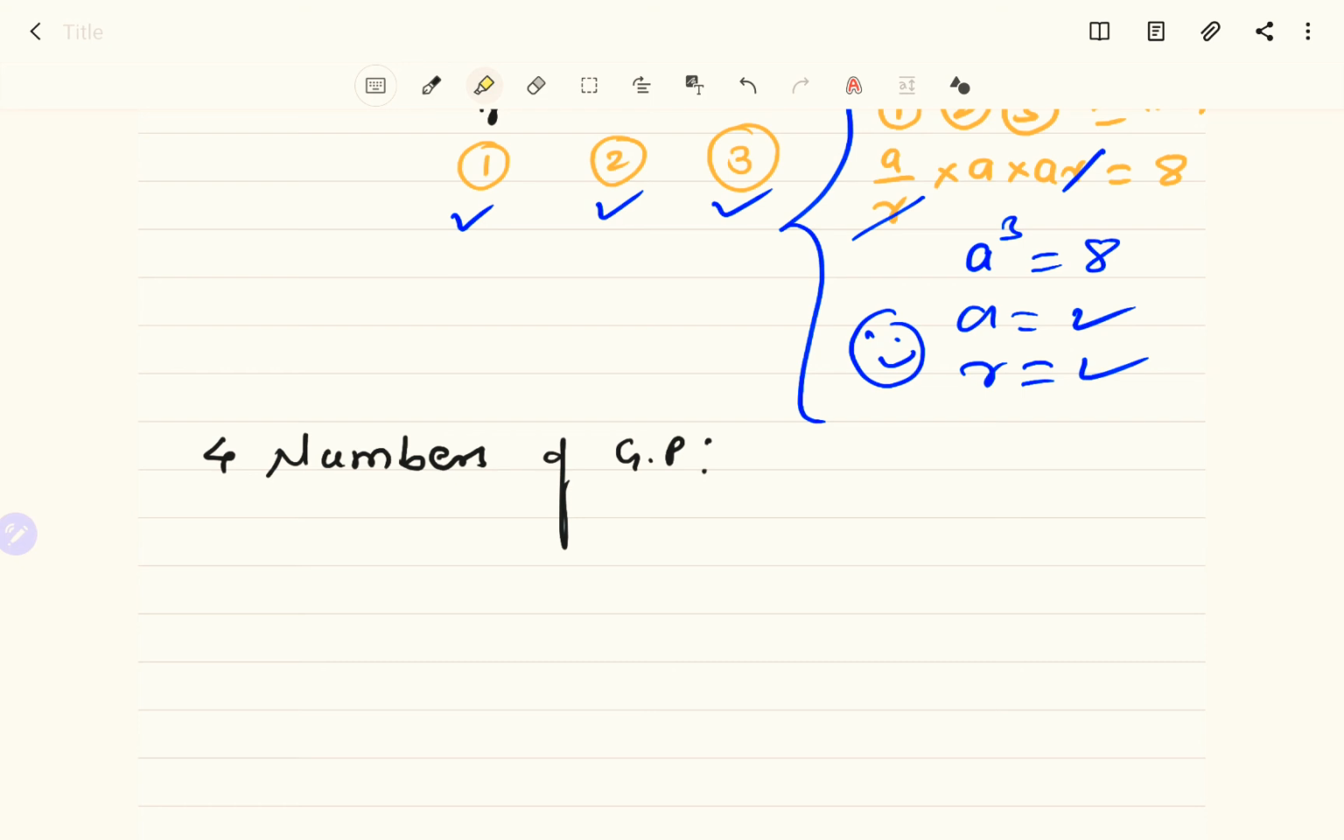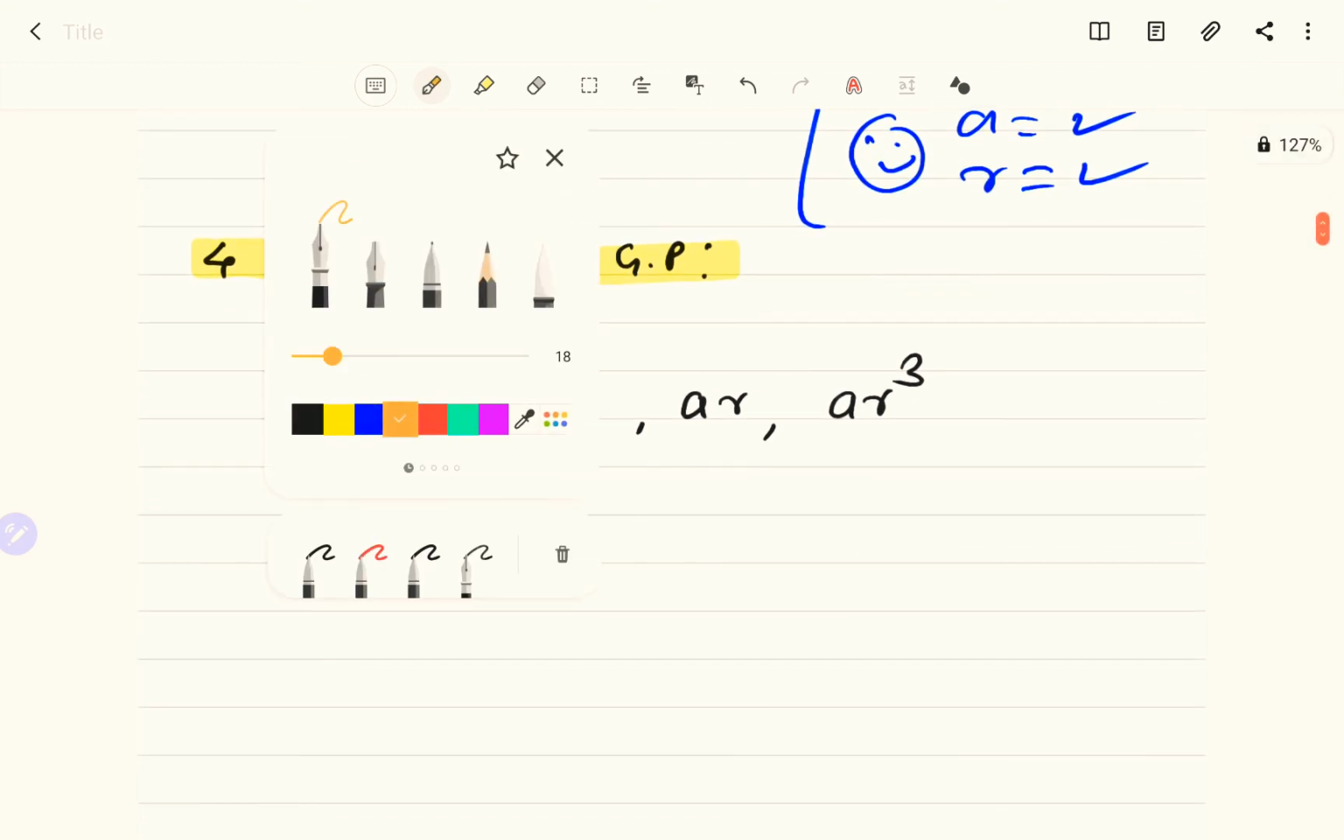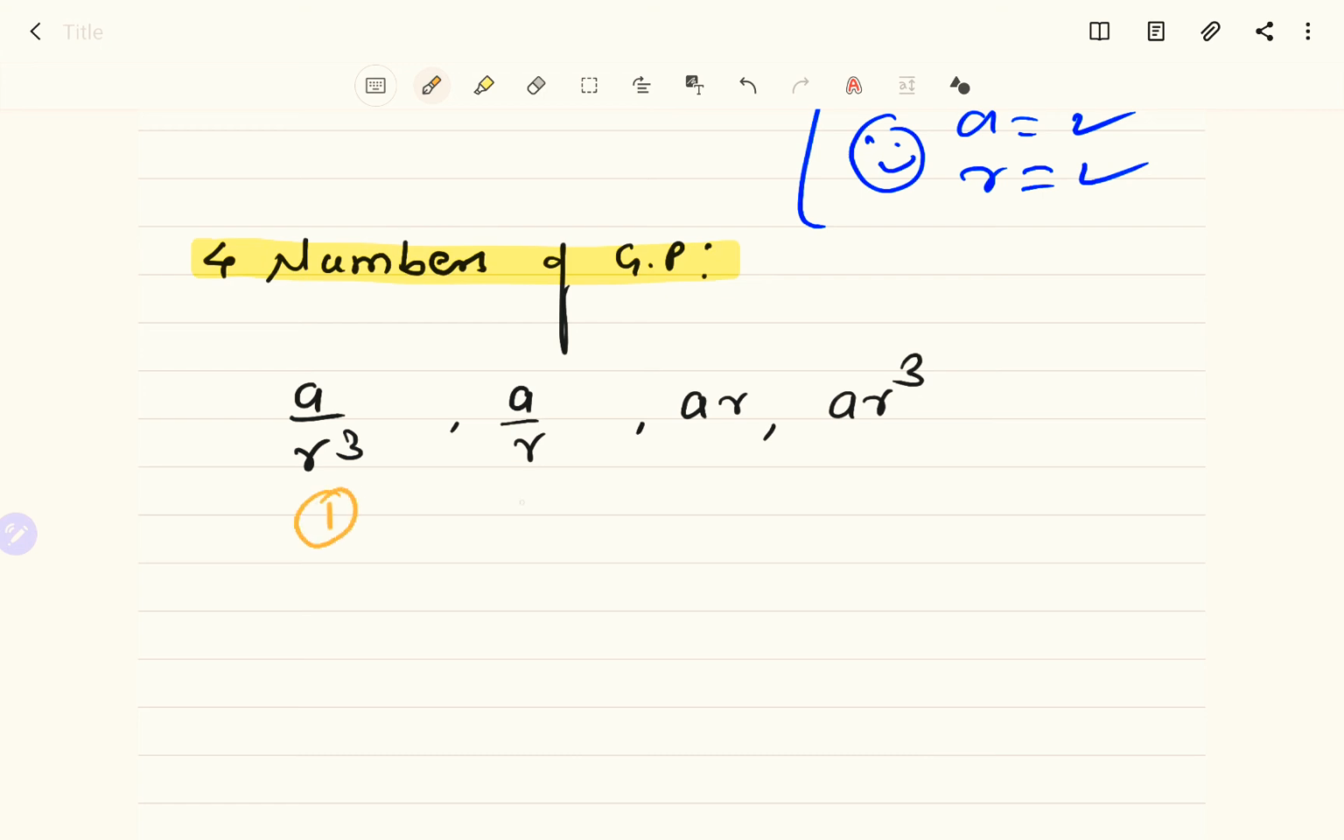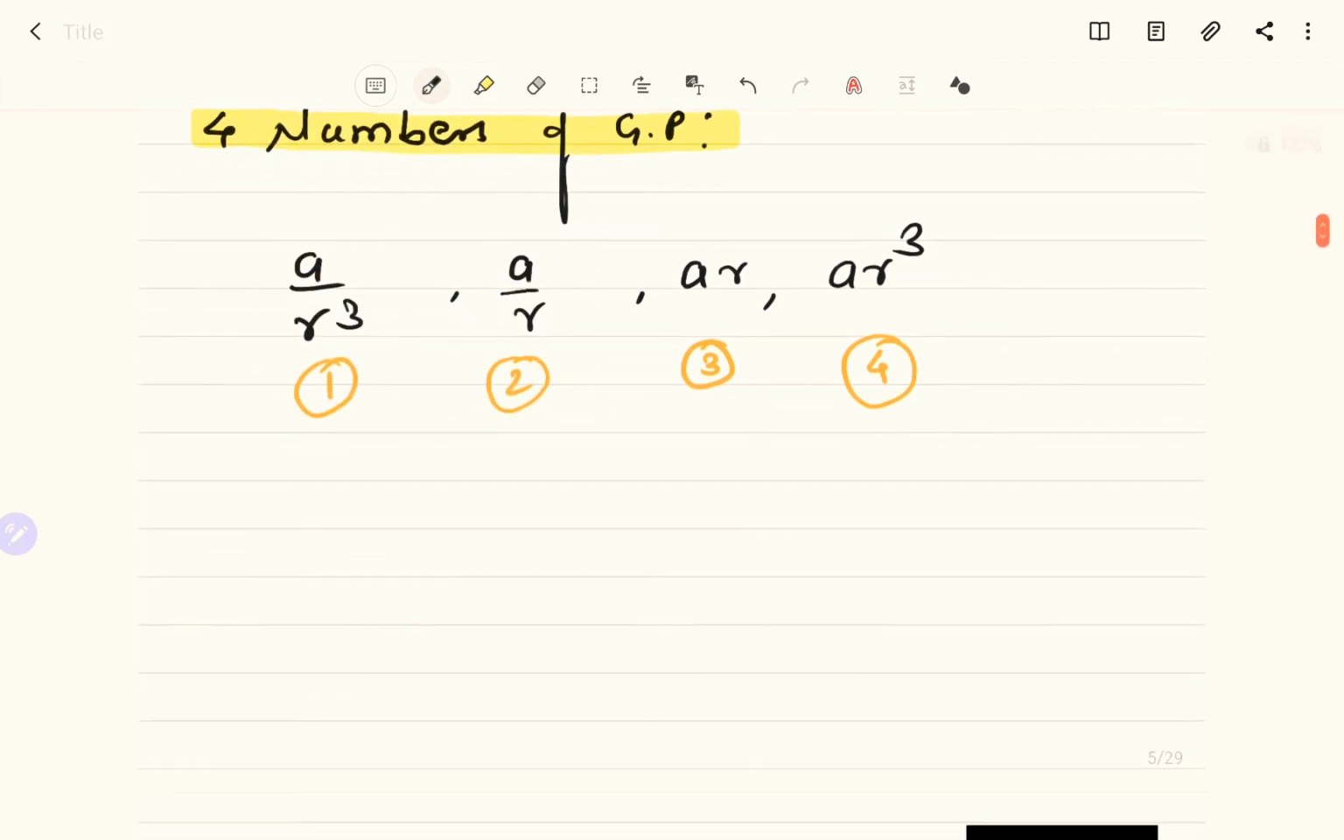So once again I am repeating, the product of 4 numbers is given. On the basis of that, you have to select 4 numbers in GP. So let's select the 4 numbers in this way: A into R, then A by R, then directly AR cube and A divided by R cube. So friends, this is the way that you have to select 4 numbers of GP if the product of 4 numbers is given. So this is the first number A divided by R cube, second number A divided by R, third number A into R, and fourth number AR cube. So please select 4 numbers this way. This will simplify your question very easily.